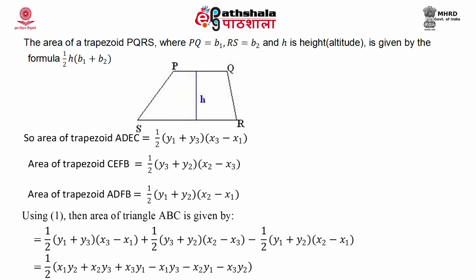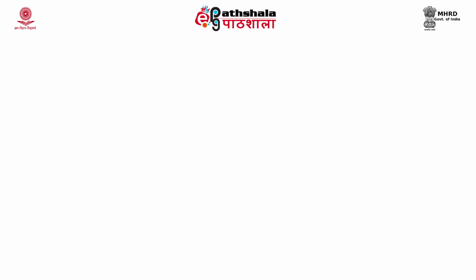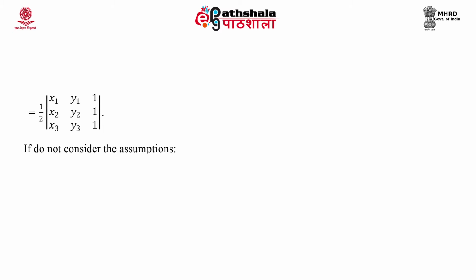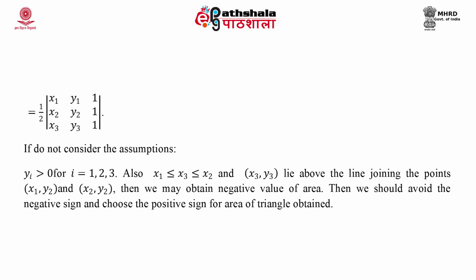Now using the earlier relation, the area of triangle ABC is given by this expression. Simplifying this expression, we obtain half of the determinant of this matrix. If we do not consider the assumptions that yi is positive for i equal to 1, 2, 3, and x3 lies between x1 and x2, and the point x3 y3 lies above the line joining the points x1 y1 and x2 y2, then we may obtain a negative value of area. So then we should avoid the negative sign and choose the positive sign for the area of a triangle.